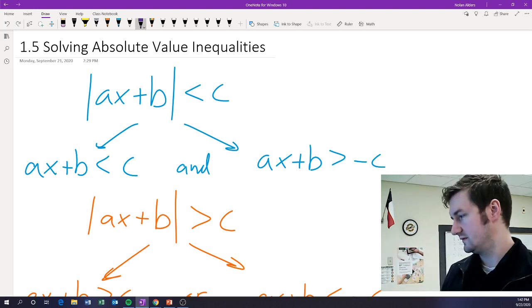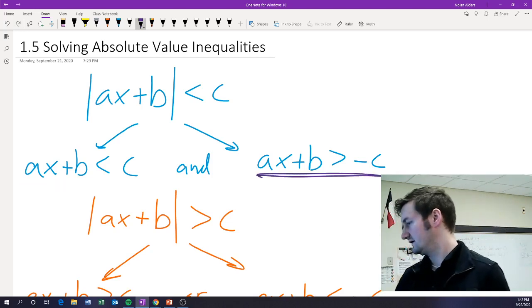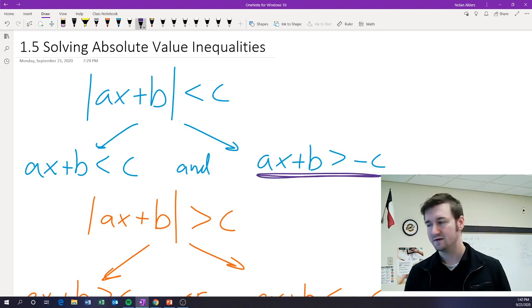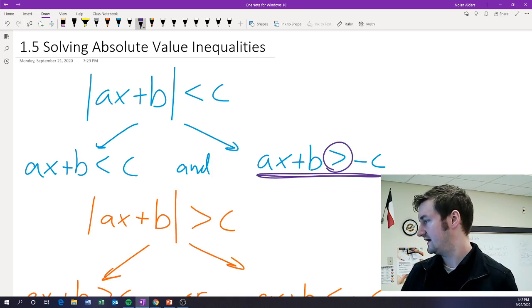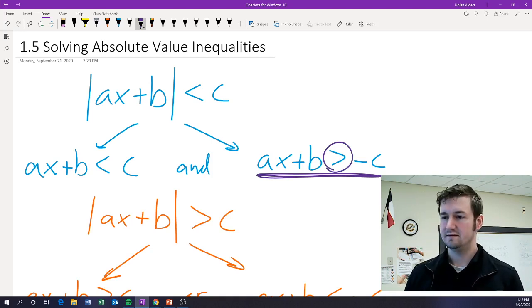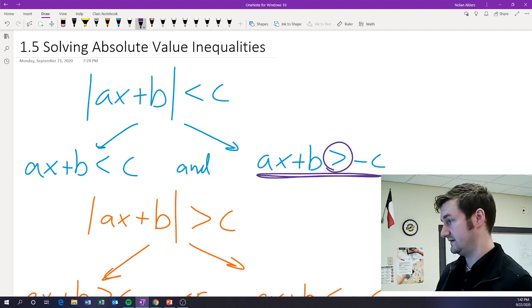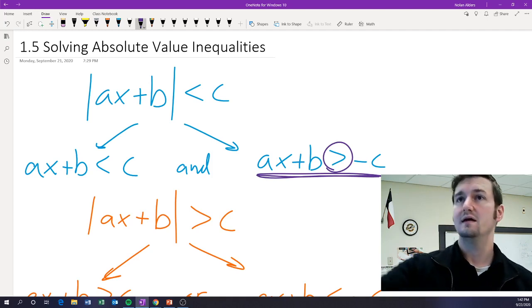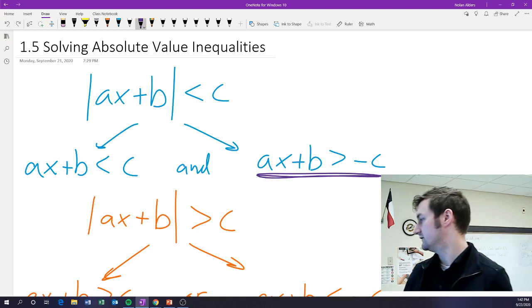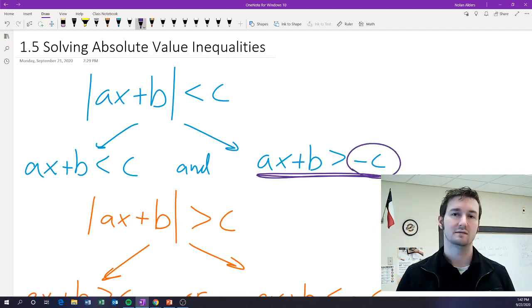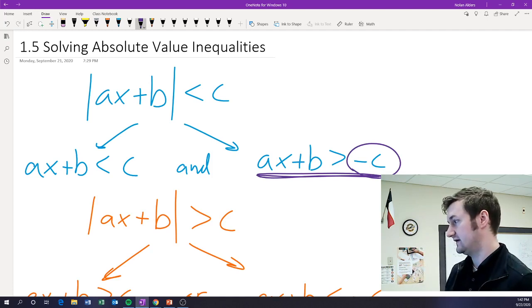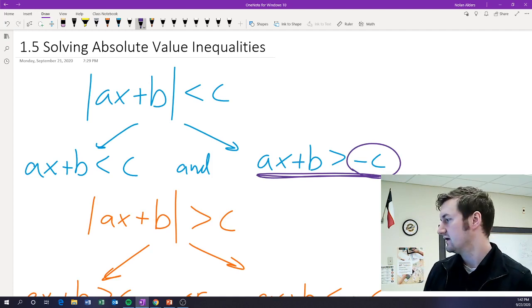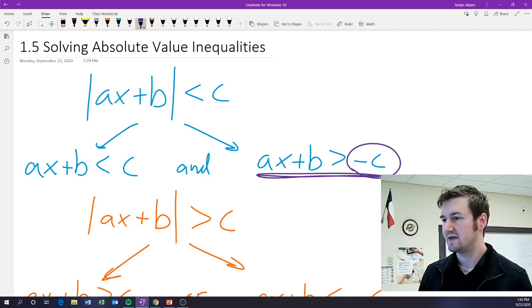And the second one looks exactly the same as the original, except the sign has been switched. So notice that the arrow is pointing in the other direction. Instead of less than, it becomes greater than. And notice also that the right side switches its sign. So in this case, it becomes negative. So realize that that happens.